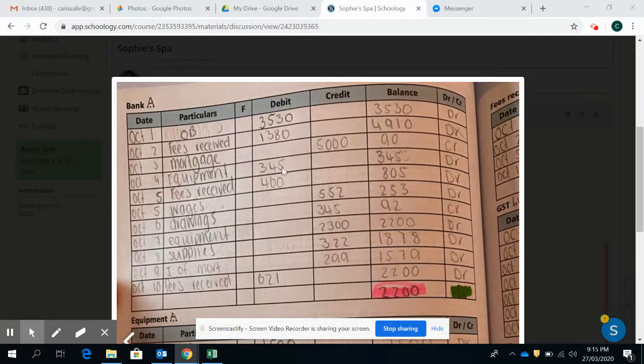So 90 minus 345 equals 255 debit. And then you're going to go 255 plus the 460 to get to 715 and instead of the 805. And then you're going to go 715 minus the 552 to get to 163 and so on. So that takes care of the bank.